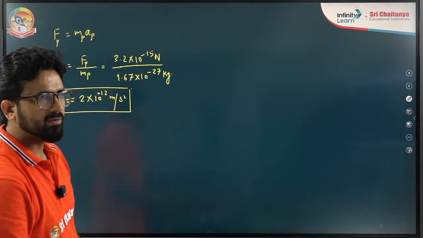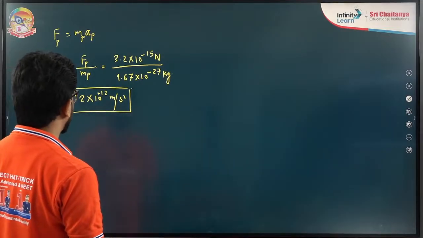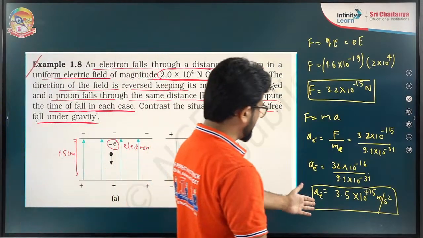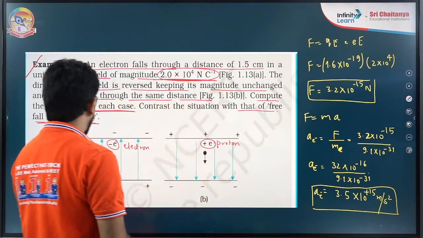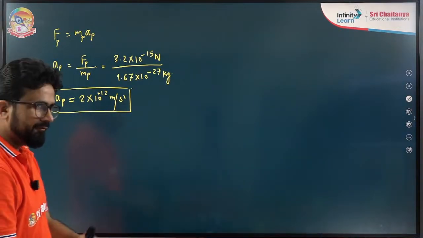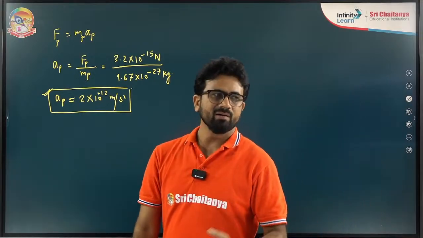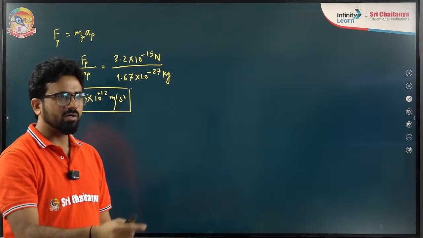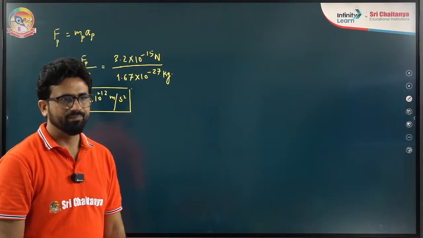Okay, beta, it is a good question. This is the acceleration of proton. In the previous part, we have seen the acceleration of electron is equal to 3.5 into 10 to the power plus 15 meter per second square. And for proton, it is 2 into 10 to the power plus 12 meter per second square. Very high value. So acceleration is very high. My team will respond to you, Kritik, and tell you the fees. You can go for that.